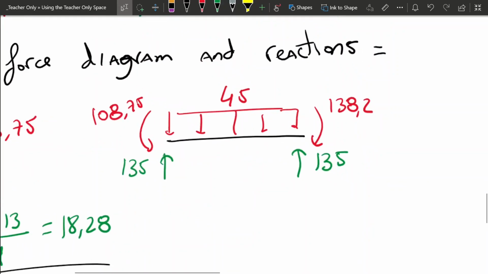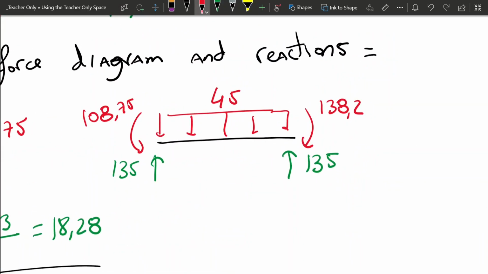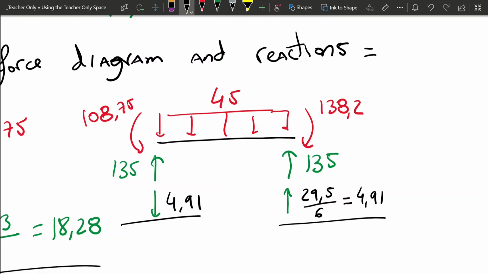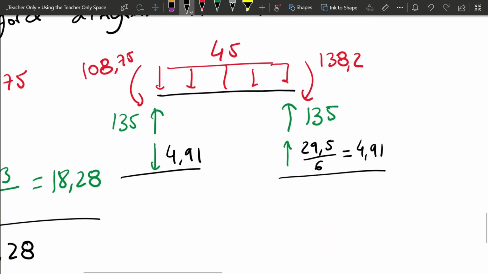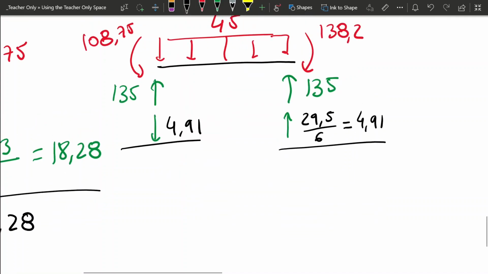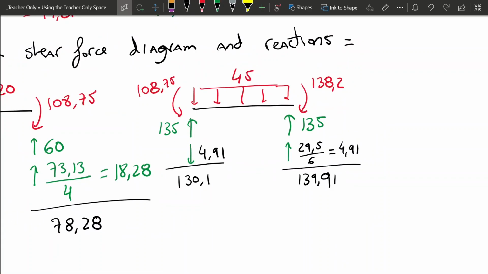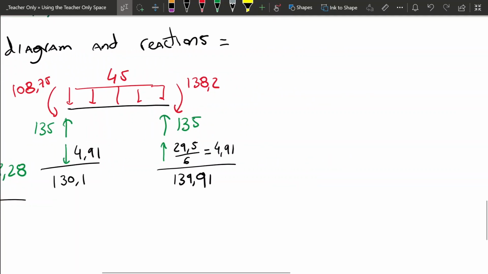Again, the 138 is winning, so the clockwise is winning. That means our reactions need to be counterclockwise, so down here and up here. And now the difference is 29.45. Let's do 29.5. Then when I divide by 6, I get 4.91. Okay, obviously the two of them have the same value, again, making sure vertical equilibrium is still respected. So now we can add on the right, and we get 139.91, and then on the left we get something like 130.1. This gives me the solution for bar BC, and now finally bar CD.